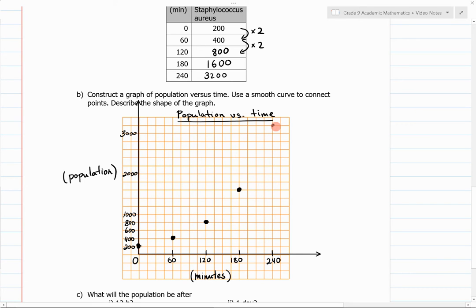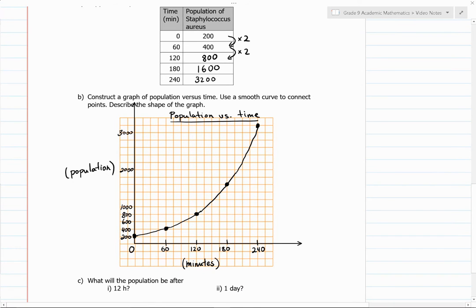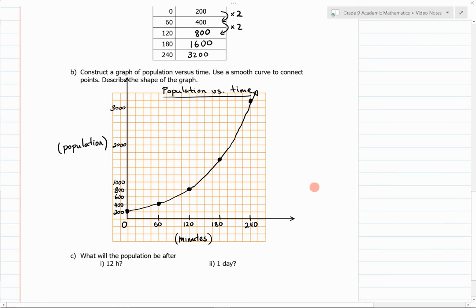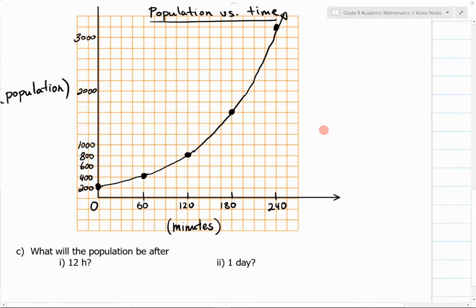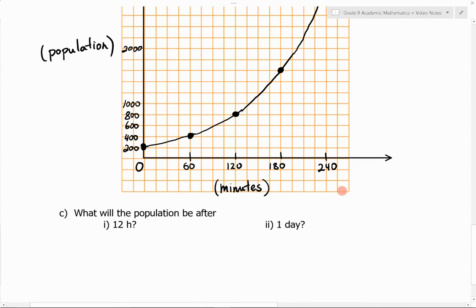So you can see this is starting to rapidly grow. The population grows, what we say, exponentially. It grows exponentially. So the curve of my graph would look something like this. And if it keeps going, just draw an arrow to show it keeps going. So it's growing exponentially. What will the population be after 12 hours and after 1 day?